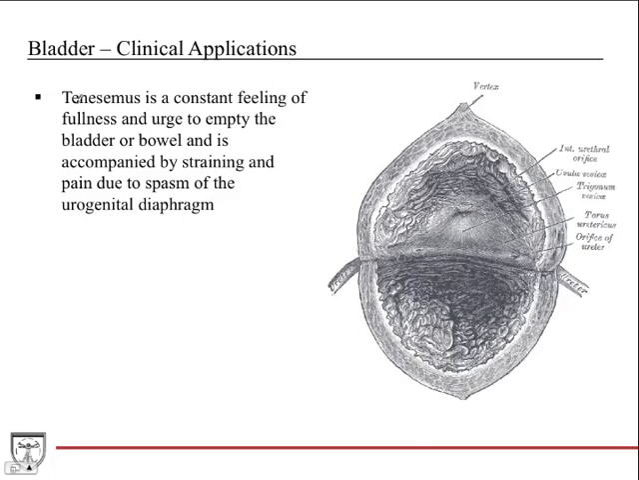Tenesmus is a constant feeling of fullness and urge to empty the bladder or the bowel, and it's accompanied by straining and pain due to the spasm of the urogenital diaphragm. So within the perineum, you have that urogenital diaphragm that's spasming, and one minute it's obstructing the urethra, another minute it's not. So it throws off the bladder and that feeling of when it's full, and also when they have that urge to empty it.